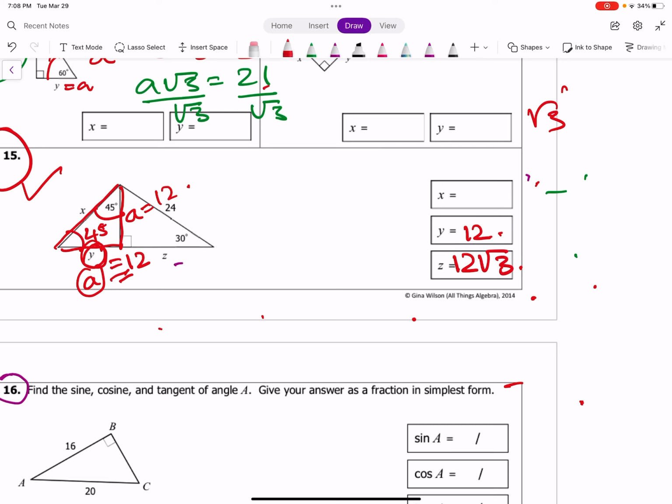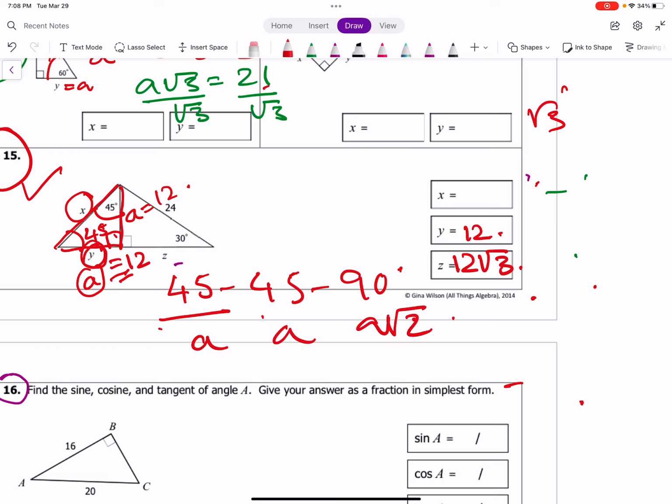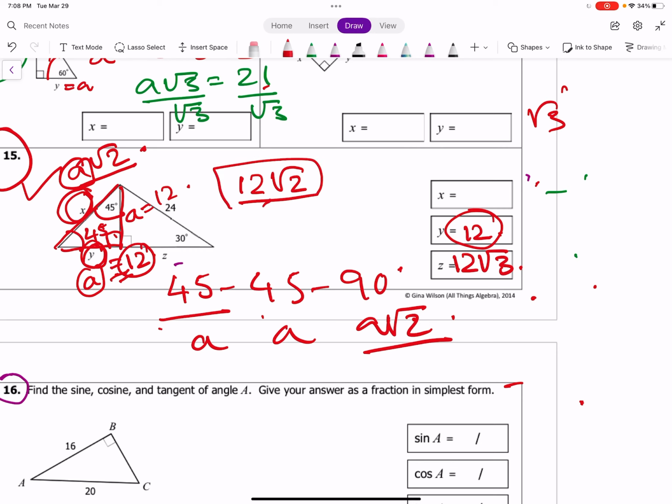And now that's X, the side opposite the 90. It's a 45-45-90 triangle, so we say A times square root 2. So this X is A times square root 2, where A is 12. So we say 12 radical 2, or square root 2.